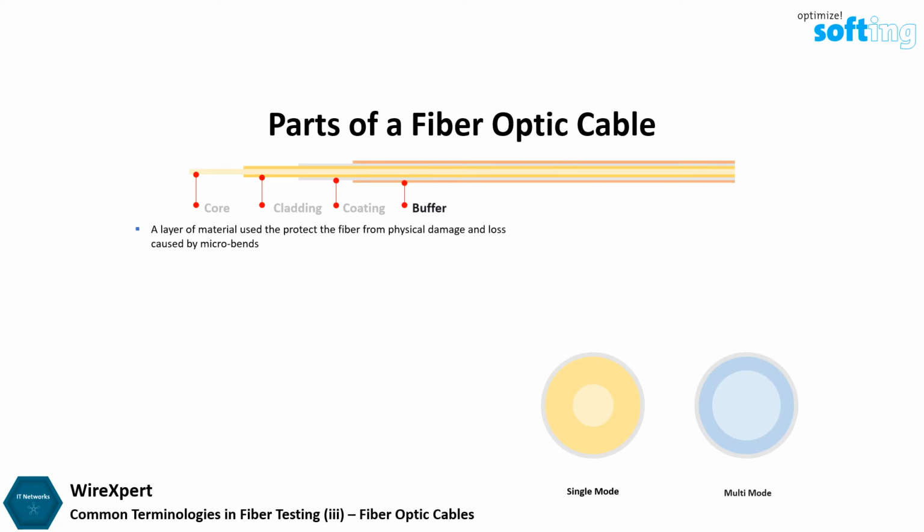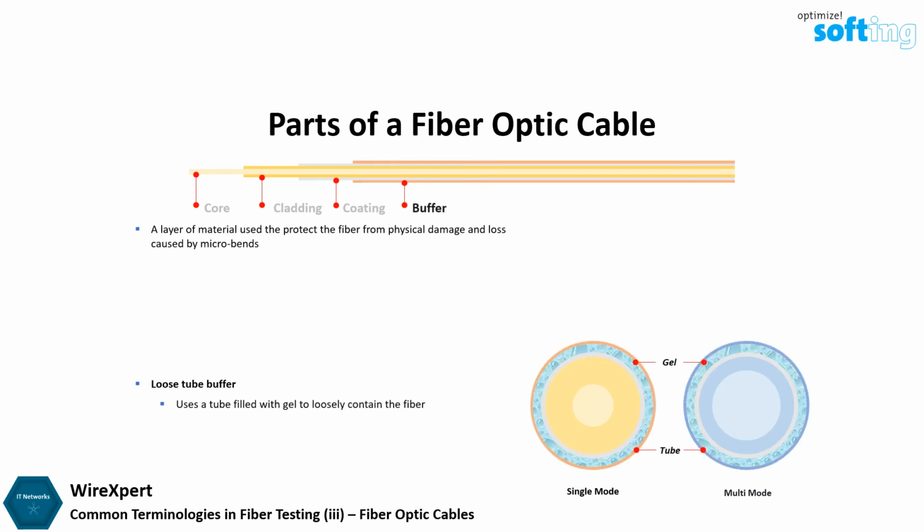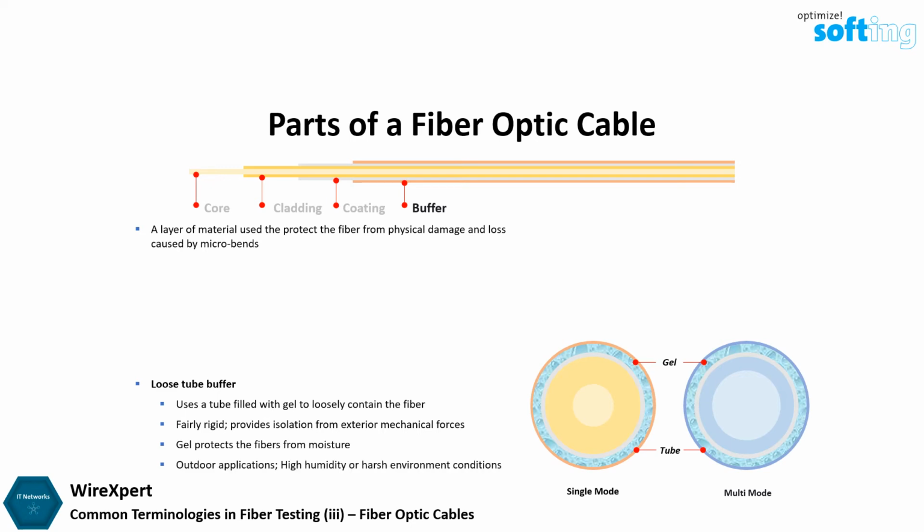There are two types of buffers. The loose tube uses a tube filled with gel to loosely contain the fiber. The fairly rigid protective tube provides isolation from exterior mechanical forces, and the gel protects the fibers from moisture. The loose tube buffered fiber cables are mostly used in the outdoors with high humidity or harsh environment conditions.